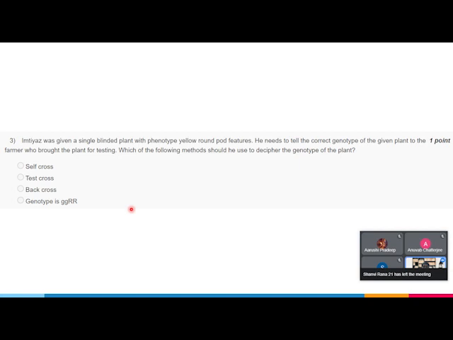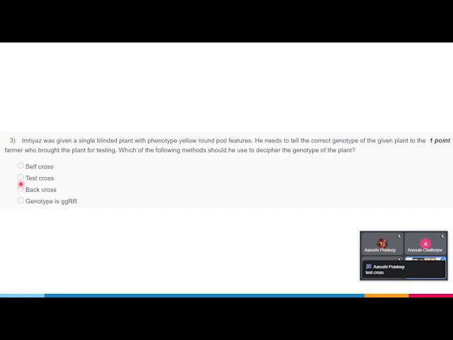So Imtiaz was given a plant whose phenotype he only knows, genotype he does not, and he wants to know what the genotype of the plant is. So which of the following techniques can he use? The options are self cross, test cross, back cross, or the genotype is small g, capital R, which is confirmed.